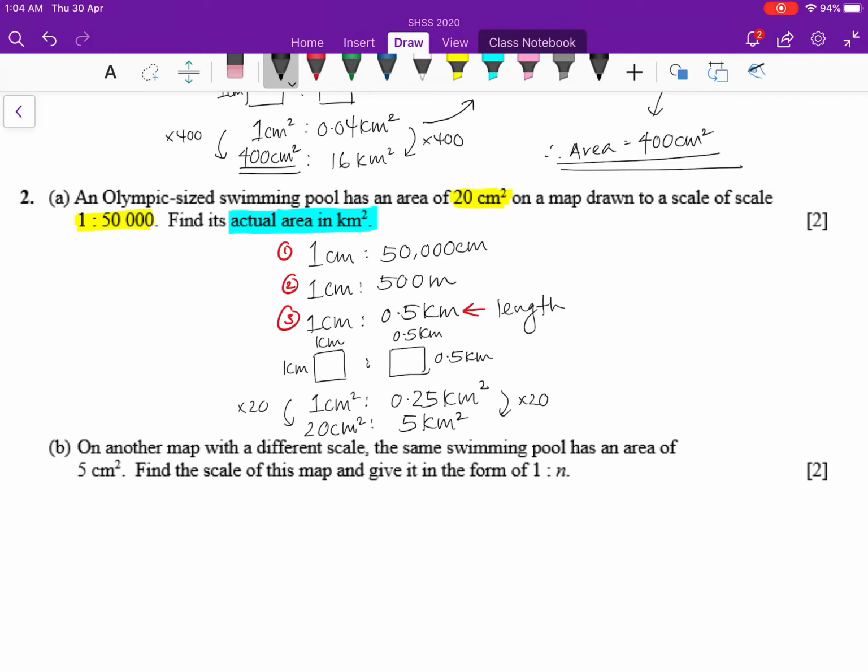But I cannot leave my answer like that. So therefore, the actual area is equal to 5 km square. Finish. Again, you must write this statement in order to get the marks.